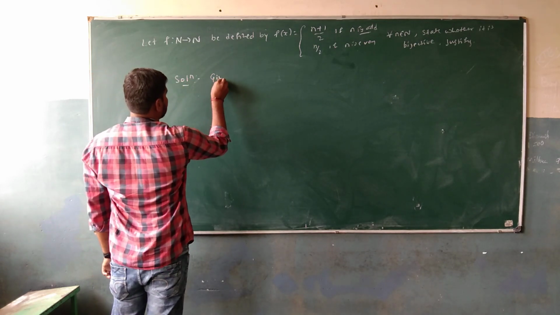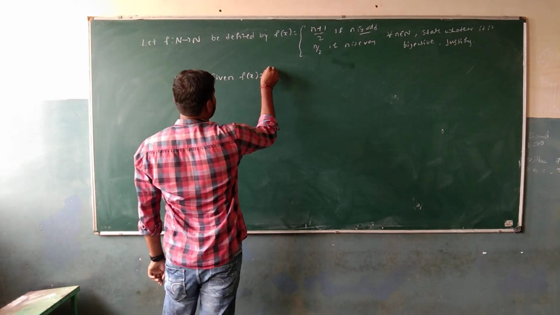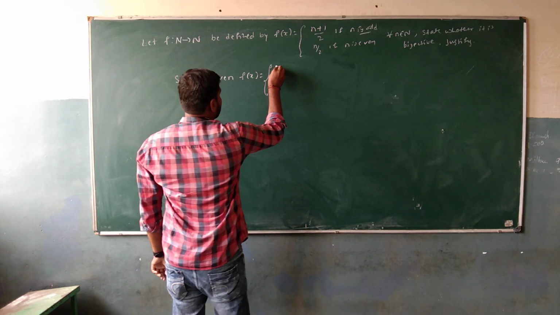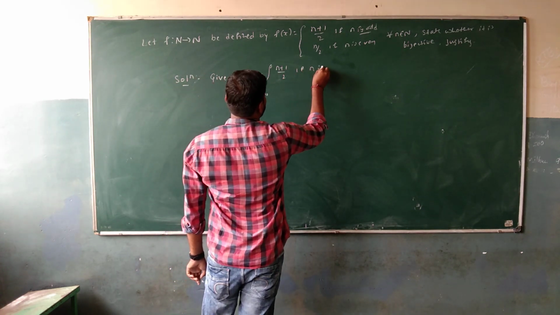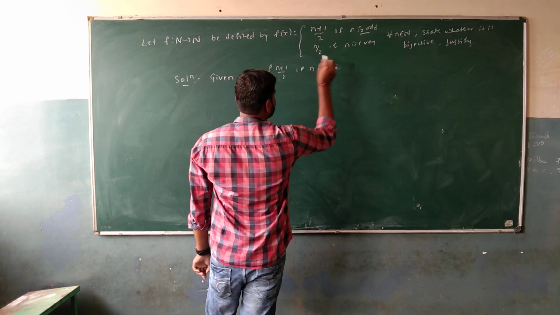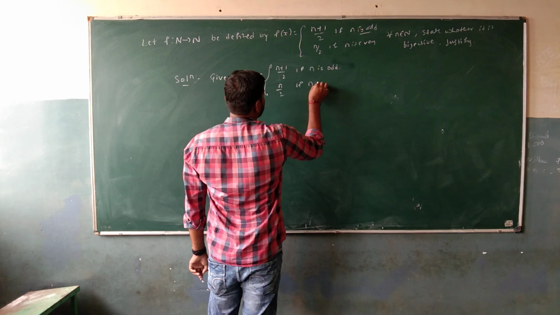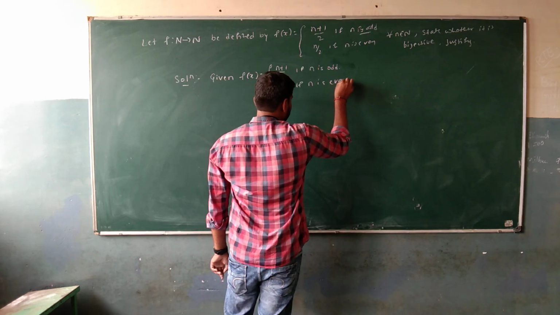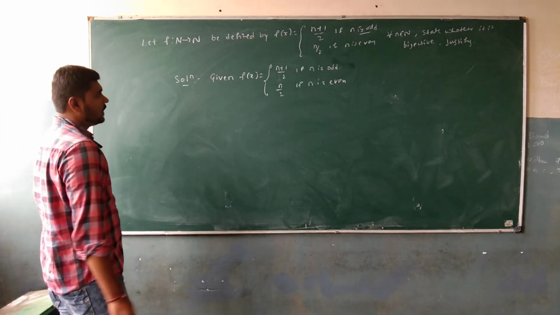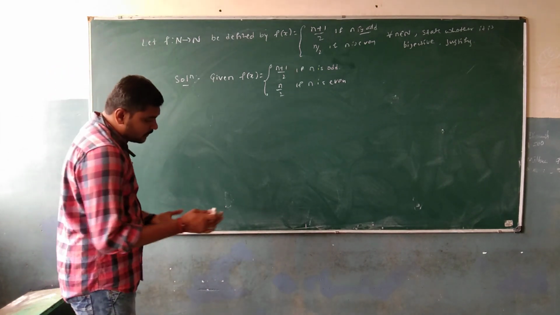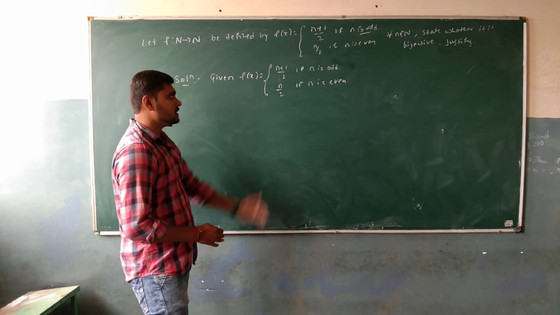The solution is given. The given function f of n is equal to n plus 1 by 2 if n is an odd number, and n by 2 if n is an even number. So that's the given function. Observe here. Suppose I am giving the value of n as any odd number. The function is going to be n plus 1 divided by 2.